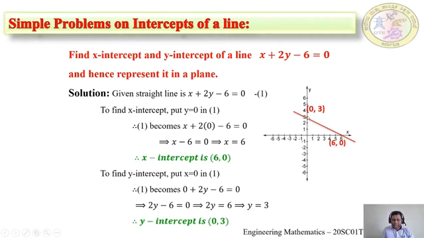If you join the point 0, 3 and the point 6, 0, you get a straight line. So the x intercept is 6, 0 and the y intercept is 0, 3. This is how we have to represent a straight line on a plane.